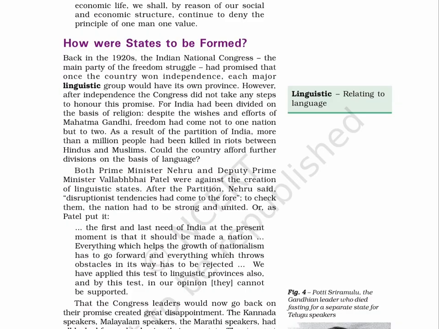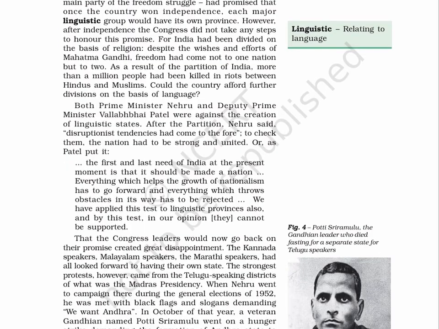The Kannada speakers, Malayalam speakers, the Marathi speakers had all looked forward to having their own state. The strongest protests, however, came from the Telugu-speaking districts of what was the Madras Presidency. When Nehru went to campaign there during the general elections of 1952, he was met with black flags and slogans demanding, "We want Andhra."